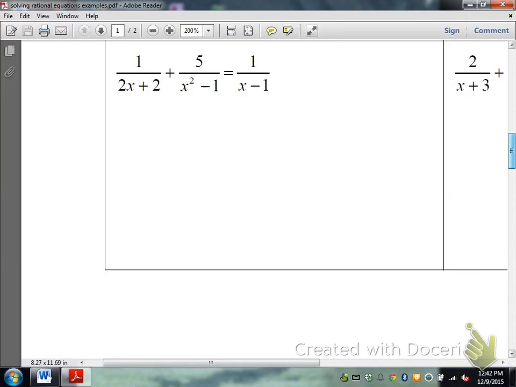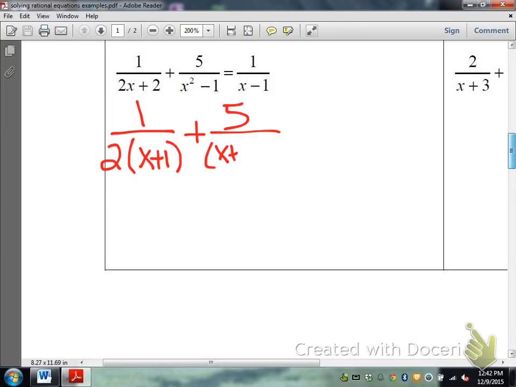In this example, again, we can't just simply cross multiply because it's not two rationals equal to each other. We do in fact have to work out the least common multiple, but in order to work out the least common multiple, we have to factor some things. So, how would you factor 2x plus 2? How would you factor x squared minus 1? And the x minus 1 won't factor.